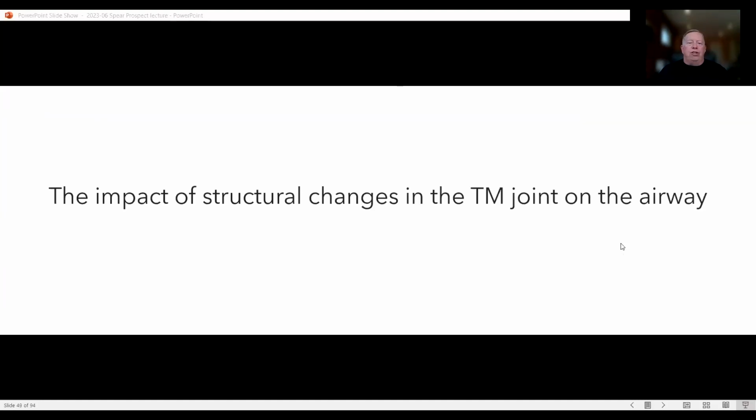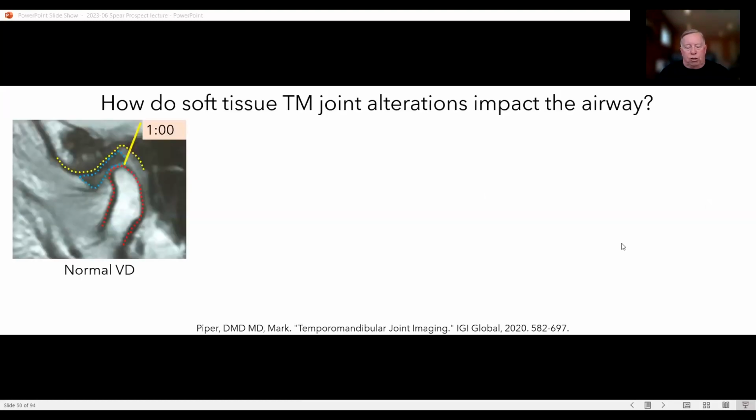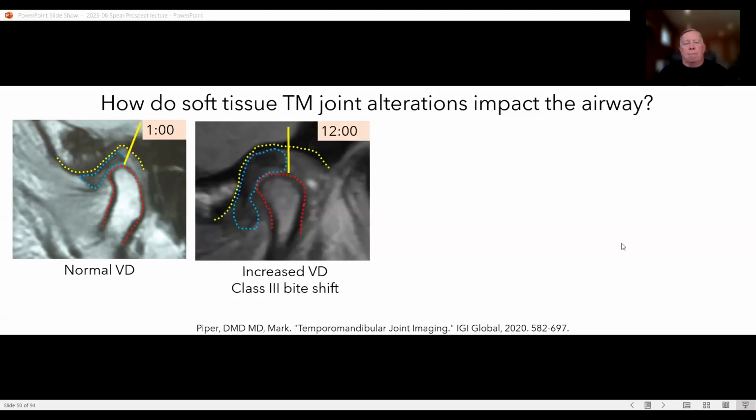Let's talk for just a minute about the impact of structural changes in the joint on the airway. So let's look at the soft tissue changes. Normal disc position should be at 1 o'clock of posterior disc. If the disc starts to slip because the ligaments start to tear and the disc comes forward, it goes to a 12 o'clock position. Now the condyle is resting against the thickened part of the disc. It's actually a class 3 bite shift, which is airway positive.